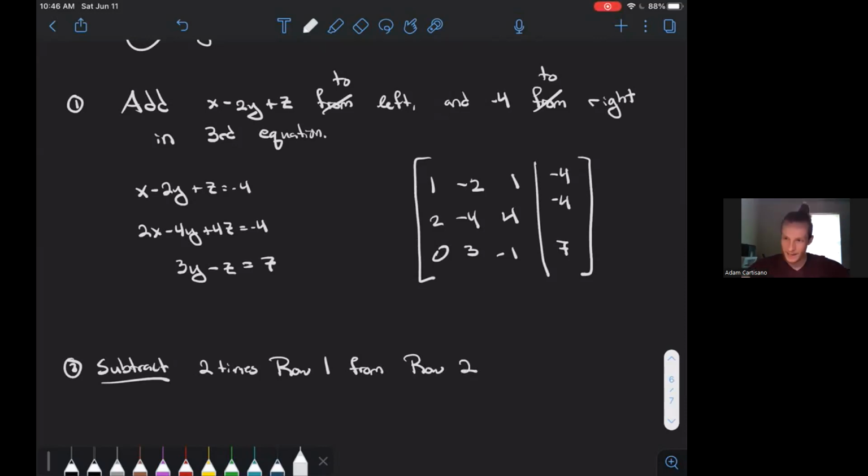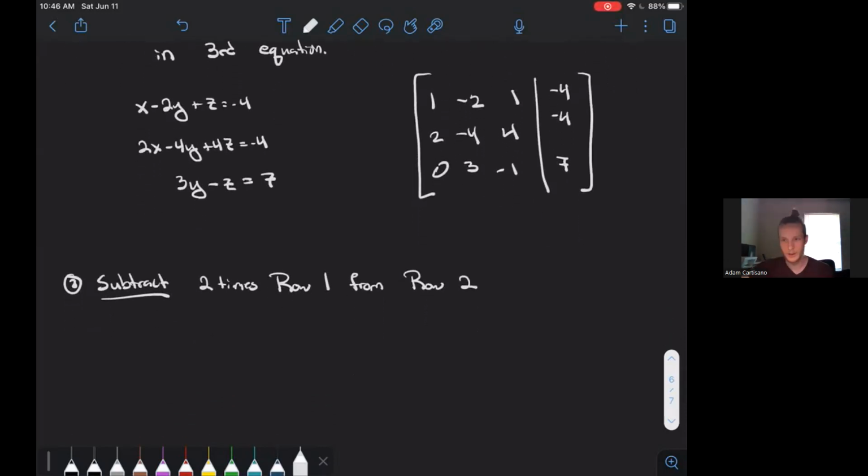In general, every time you introduce a new step, the notation gets shorter. That's the idea: we're going to increase our efficiency. So subtract 2 times row 1 from row 2, and I'm talking about rows of the matrix. The first row is not changing: 1, -2, 1, -4. In the second row, -2 plus 2 is 0, 4 plus -4 is 0 again, -2 plus 4 is 2, and 8 plus -4 is 4. The last row hasn't changed.